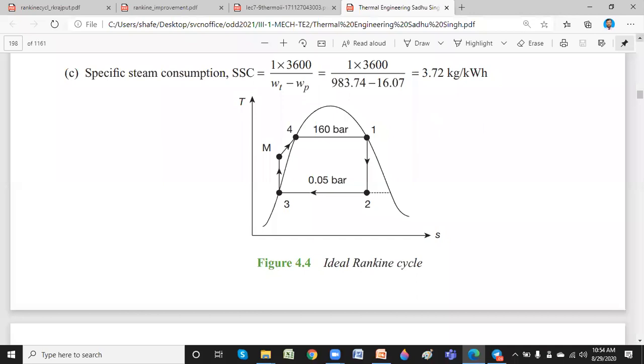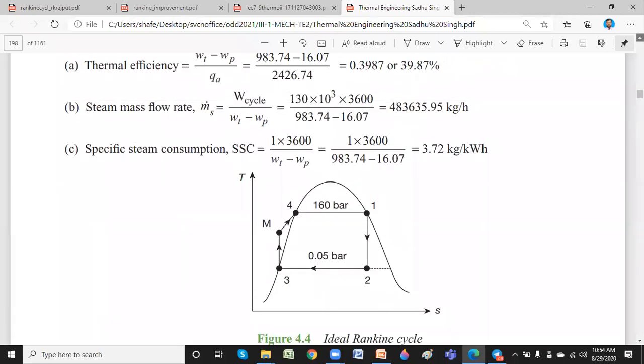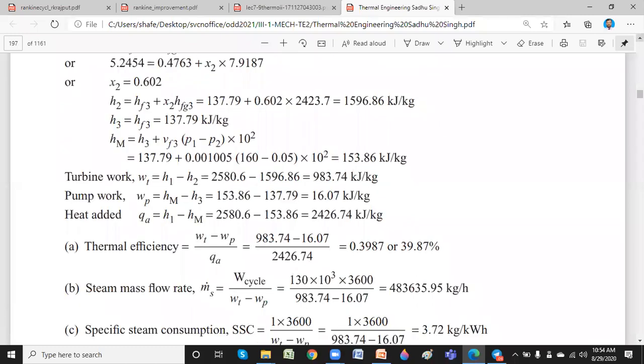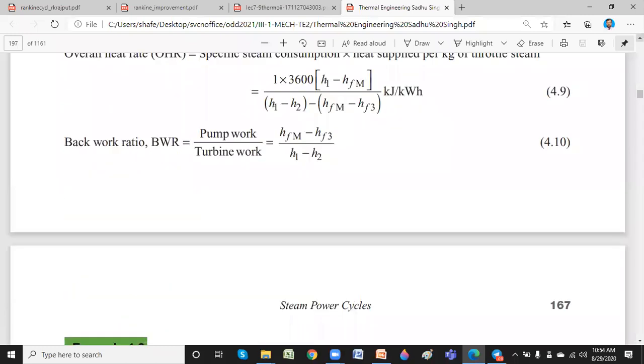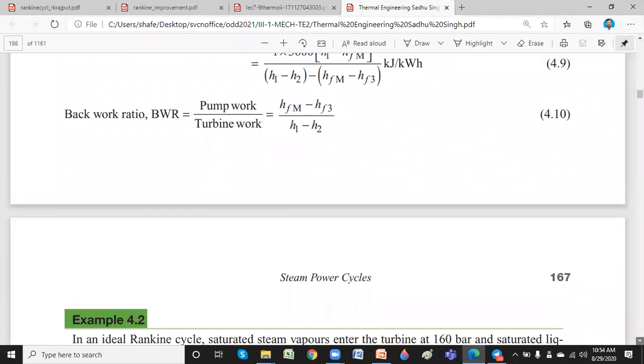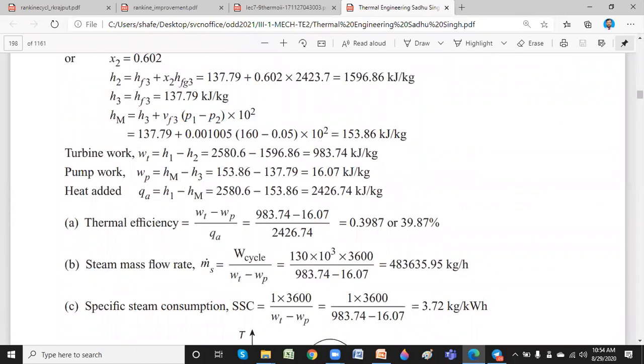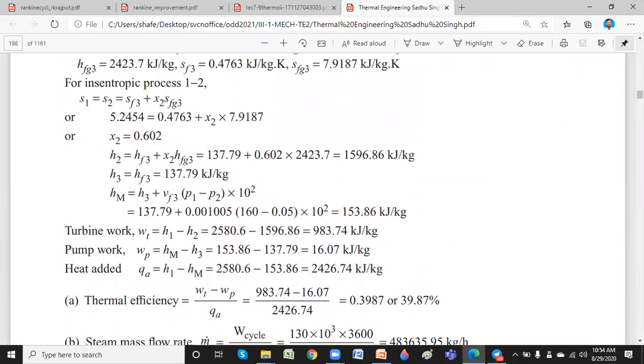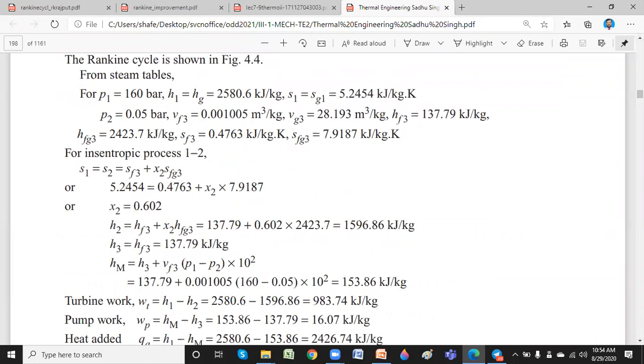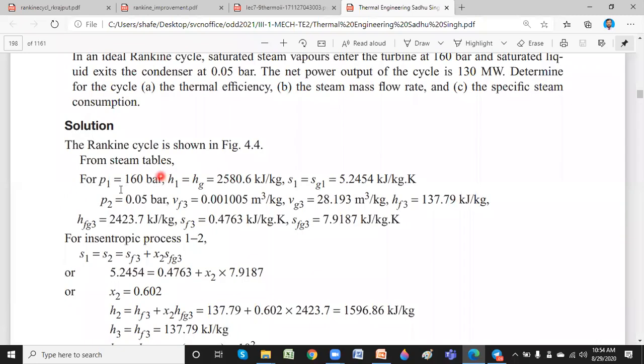Now, how to do the problem? It is simple. If you got enough idea about the previous problem, you can easily find this out too. The Rankine cycle I have shown. First, from steam tables at P1 equal to 160 bar, H1, that is Hg, you can find straight away from steam tables. S1 is equal to Sg, which you can also find from steam tables at 160 bar.